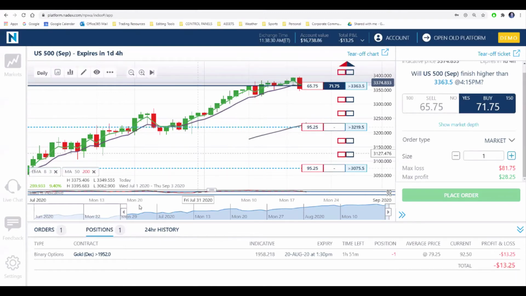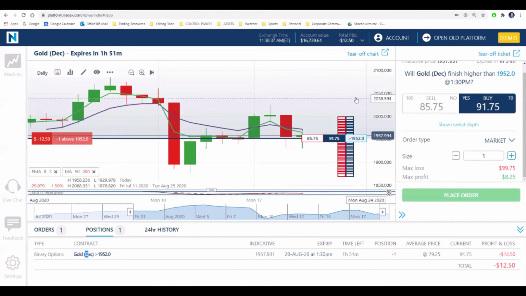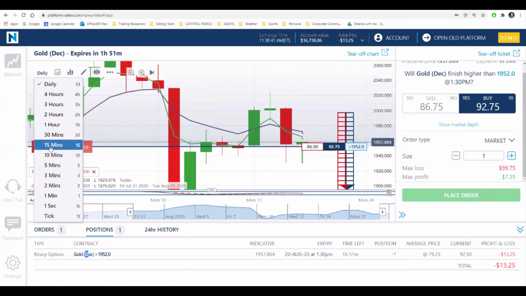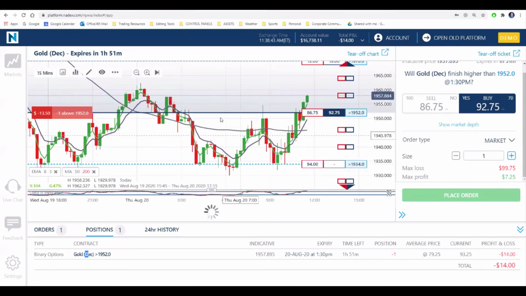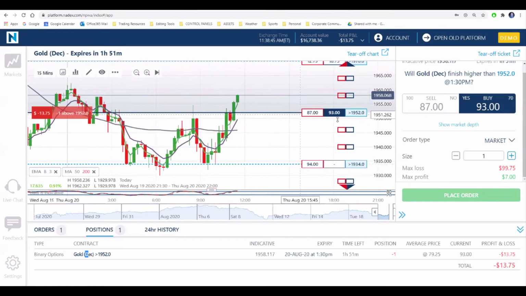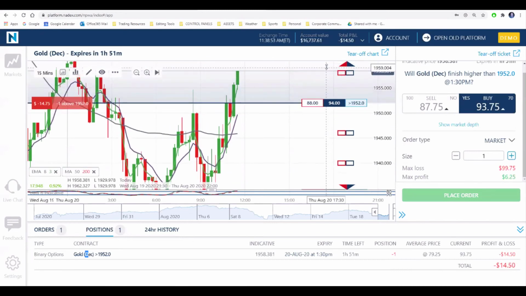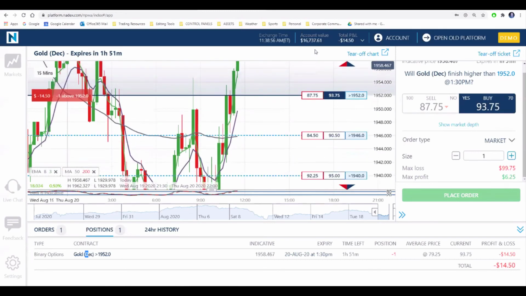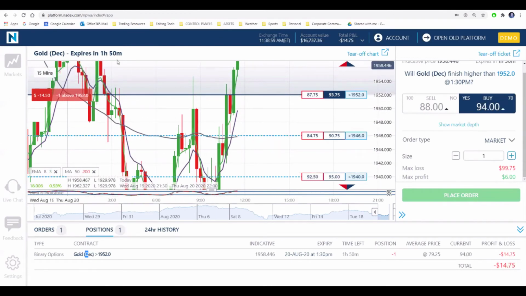So I'm going to go back to this gold trade that we placed and see where we are with it. I'm going to move back down to a 15-minute chart. Okay, it's continuing to ride bullish, and it's moved $13 against me. And so I'm just going to show you how easy it is to get out of this trade. Let's just assume that this thing is moving against our instincts. We actually have an hour and 50 minutes.